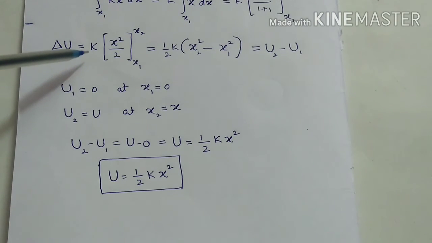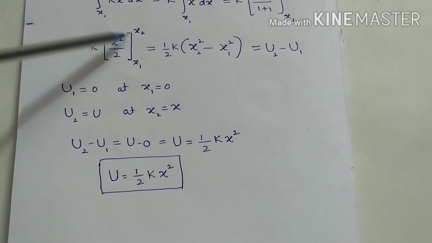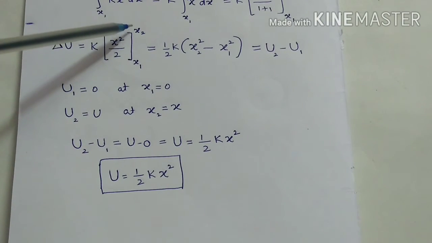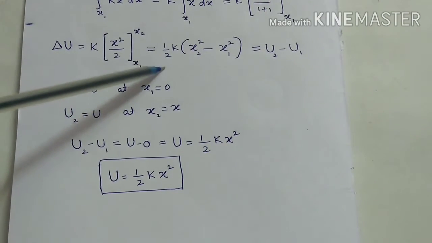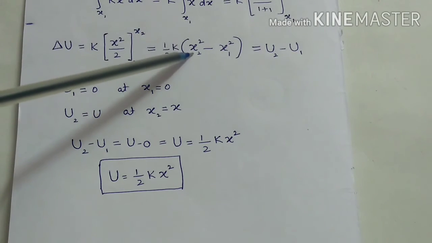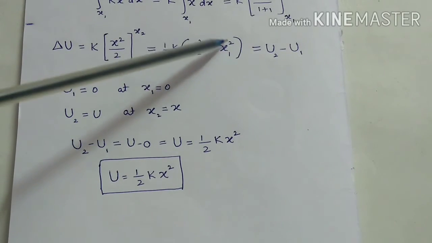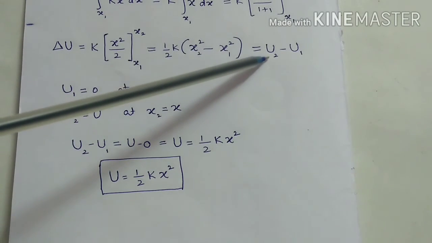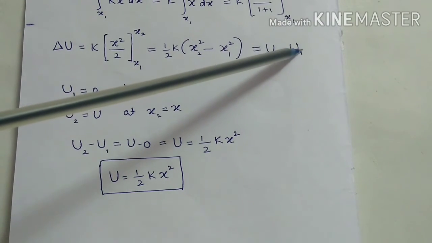See here, you substitute the limits. Del U equal to k into x square divided by 2, limits initial position x1, final position x2. This k is constant, 2 is constant, so I am writing k by 2, that is 1 by 2 into k. So substitute the final limit, that is x2: x2 square minus the initial limit x1 square. So you will finally get half k into x2 square minus x1 square. This equals U2 minus U1, final potential energy minus initial potential energy.